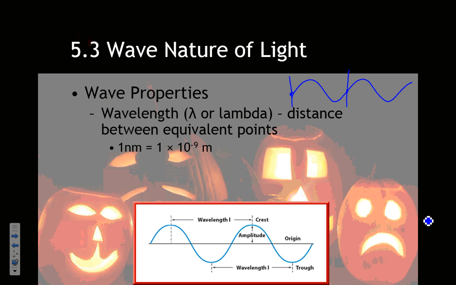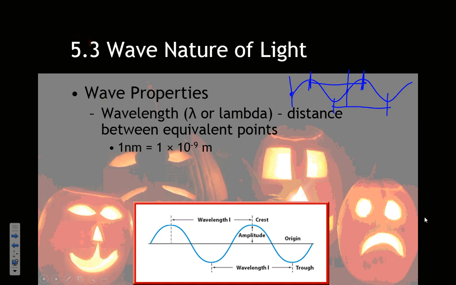Now, it's kind of hard to find the middle, so a lot of times what we do for wavelength is we look at top to top, which would be the crest of the wave. That would also equal our wavelength, or bottom to bottom, the trough of the wave. So that's what wavelength is. The length in meters of basically one wave cycle.